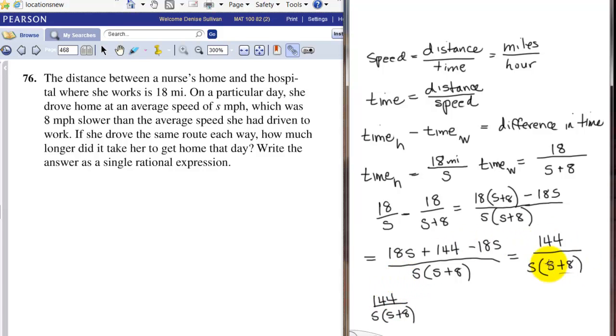This solution that we're looking at is 144 over s times s plus 8 hours longer to get home, because that's what this represents, the difference in time to get home than to get to work.